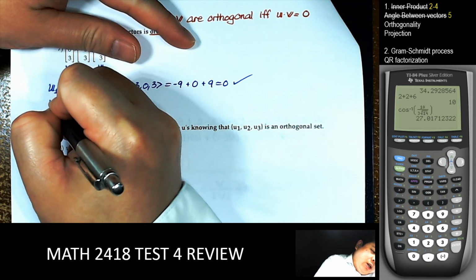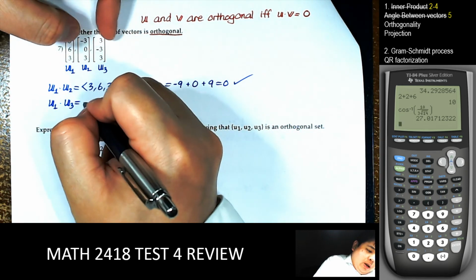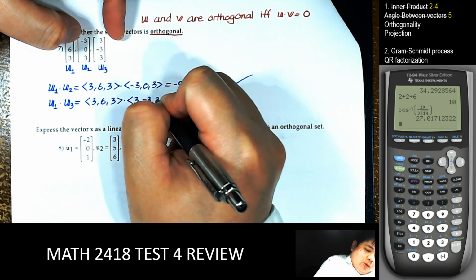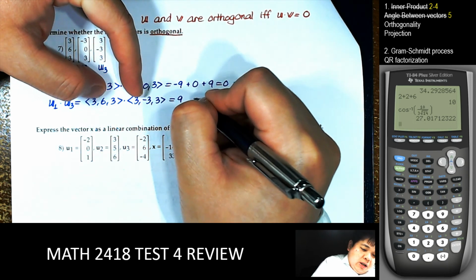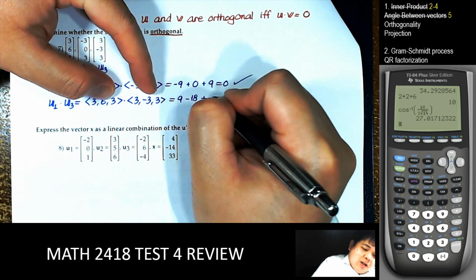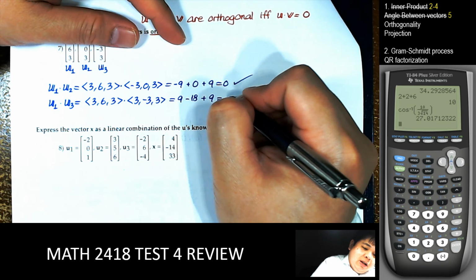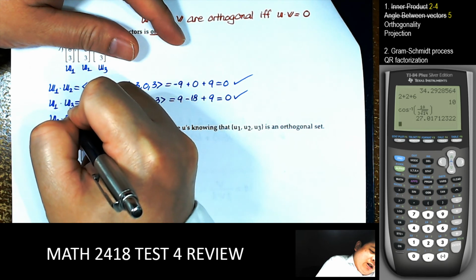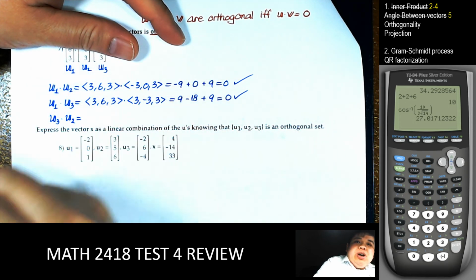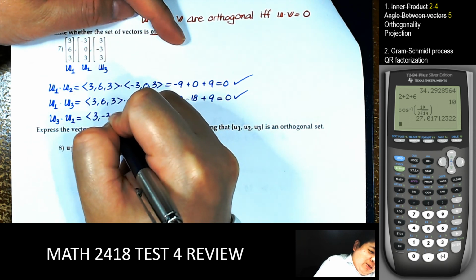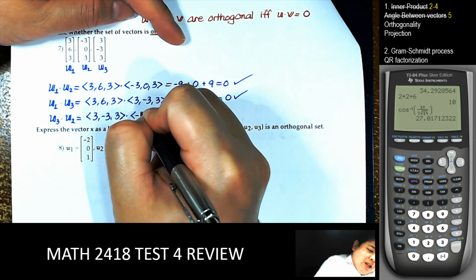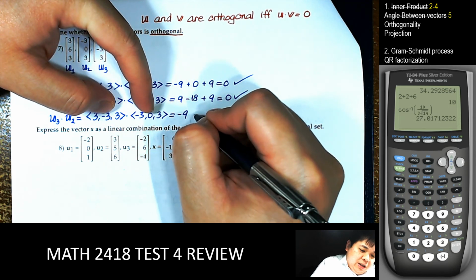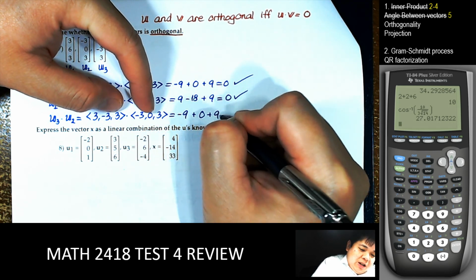How about u1 and u3? 3, 6, 3 with 3, negative 3, and 3. So that will be 9 minus 18 plus 9, and that will be 0. u3 and u1, we already did that, so u3 and u2: 3, negative 3, and 3 with negative 3, 0, and 3. So negative 9, plus 0, plus 9, so that equals 0.